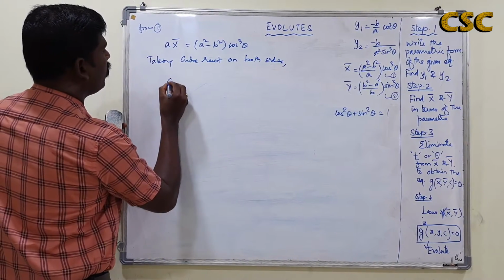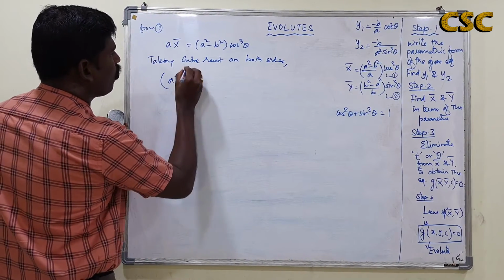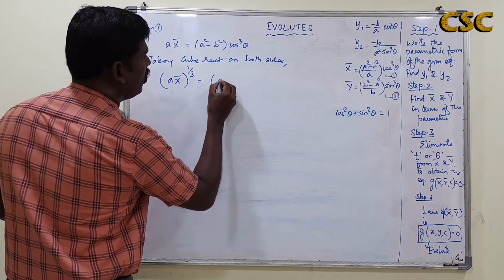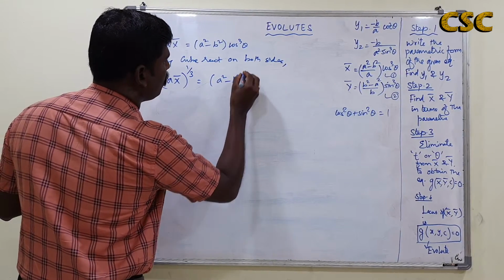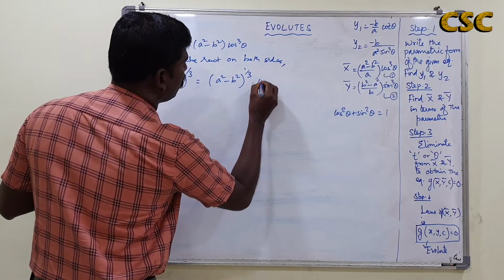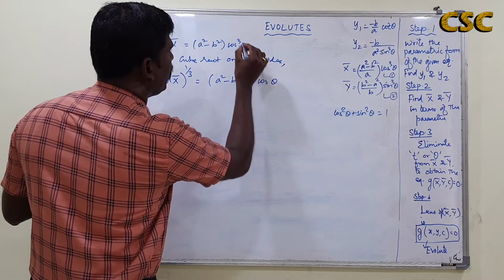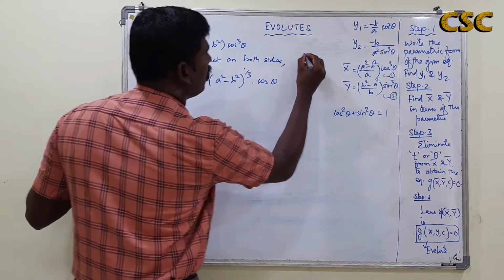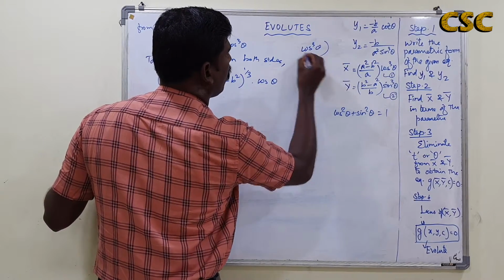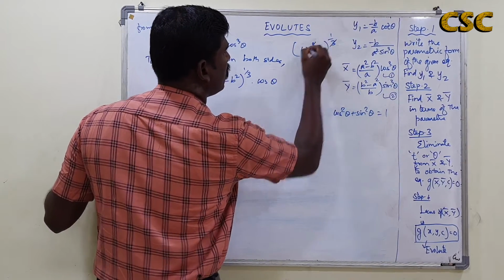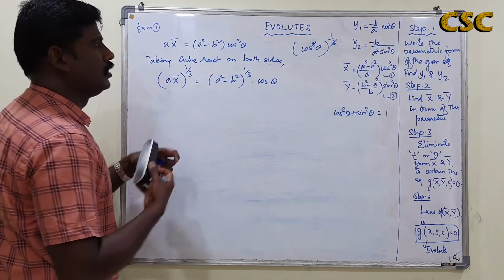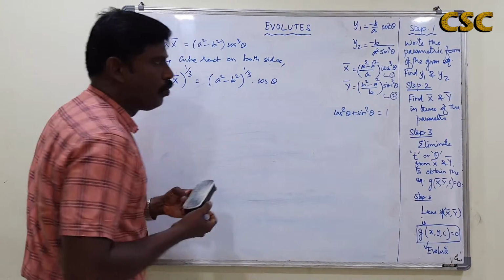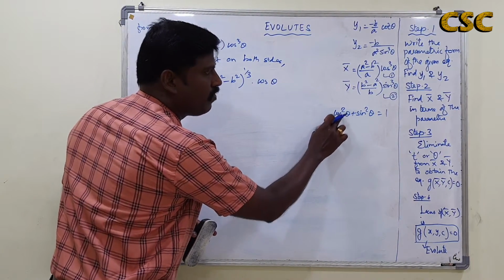So what you will get? a into x bar to the power 1 by 3 is equal to (a square minus b square) to the power 1 by 3 into cos theta. By taking cube root of cos cube theta to the power 1 by 3, this 3 is eliminated with this 3, you will get cos theta. Okay. Now I want the value of cos square theta.